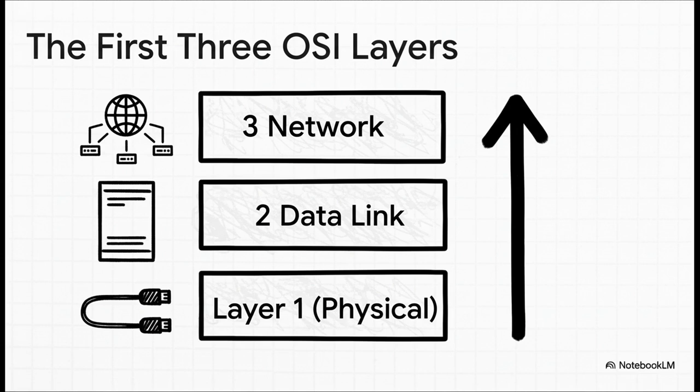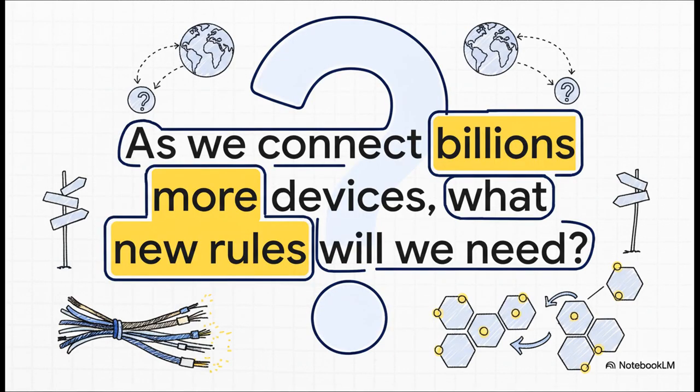And finally, we got to layer 3, the network layer, which used the global IP addresses to route that data across the entire internet. Every single click, every message, every video you stream relies on this incredible high-speed dance of physical wires, local addresses, and global routing. It's a system that was designed decades ago and somehow managed to scale beyond anyone's wildest dreams.